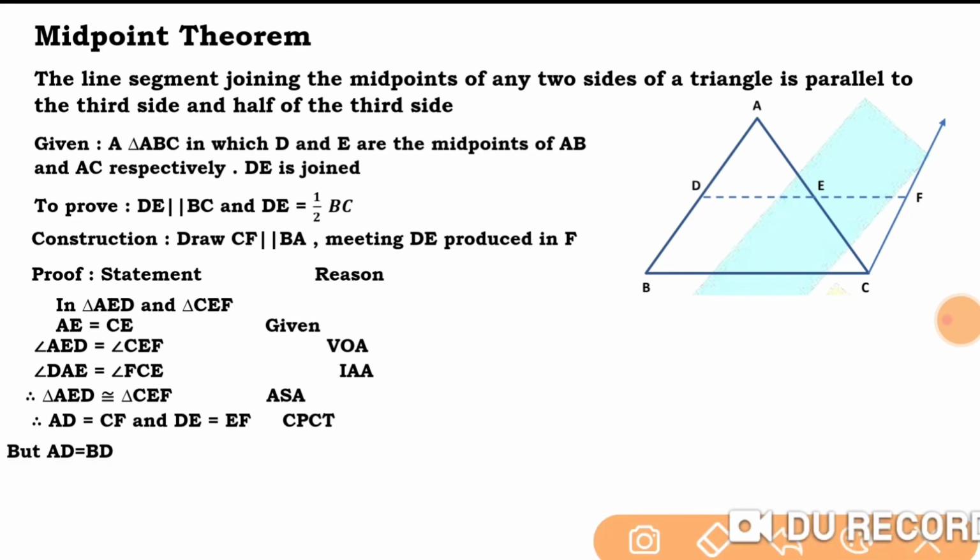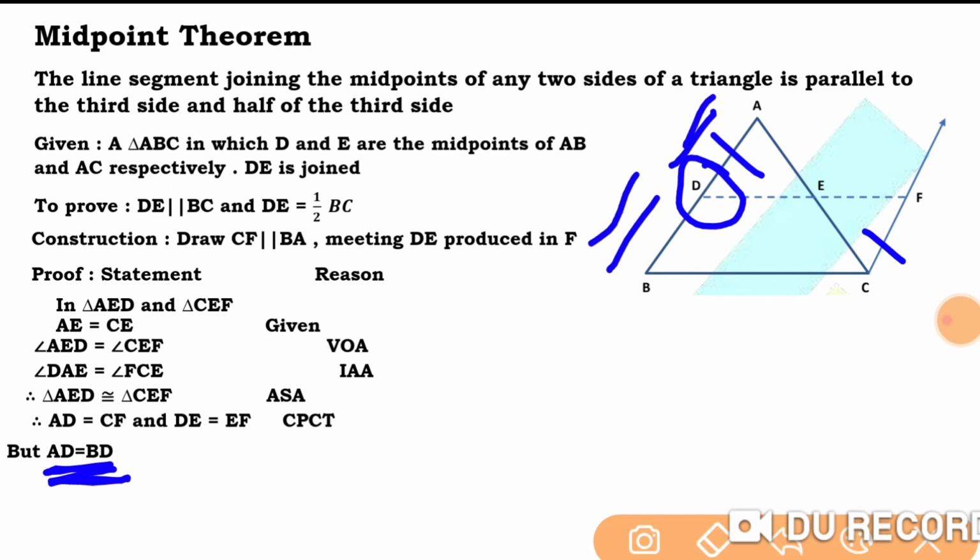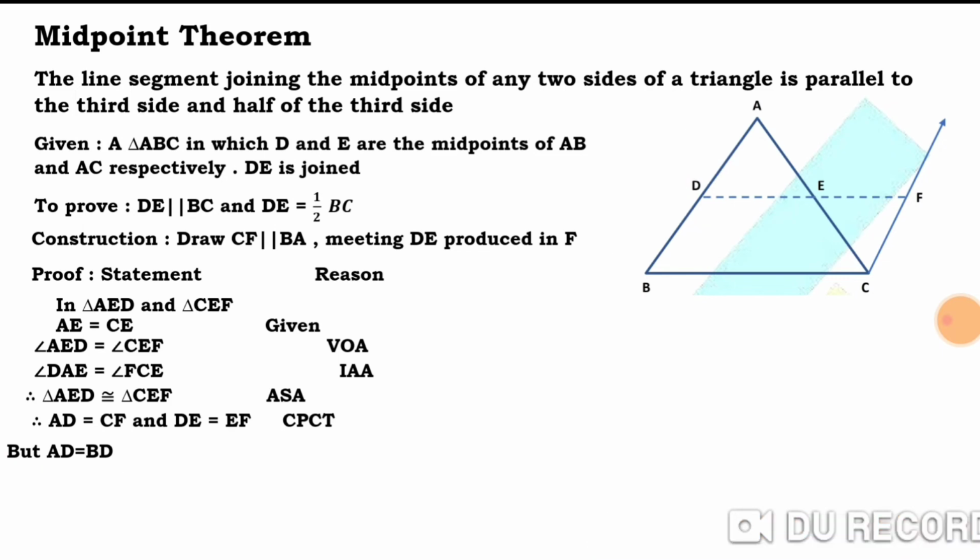But see here that we have told that AD is equal to CF because of CPCT. At the same time we have the given data that AD is equal to BD. Why? Because we have considered that D is the midpoint of AB. If D is the midpoint of AB, it is sure that AD must be equal to BD. So it is because of the given.